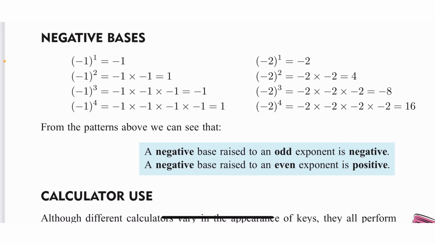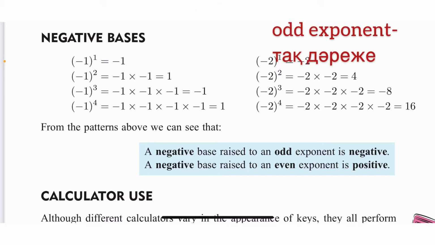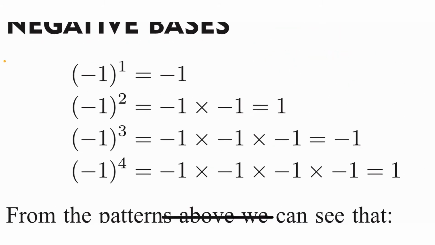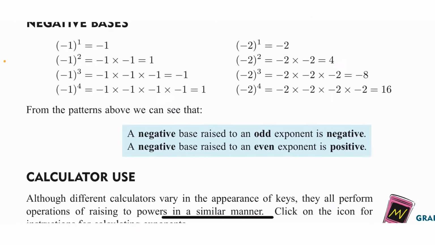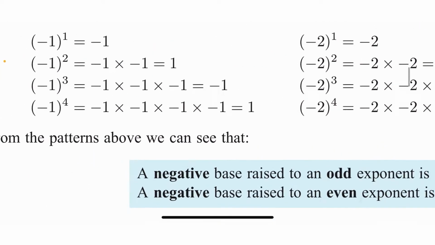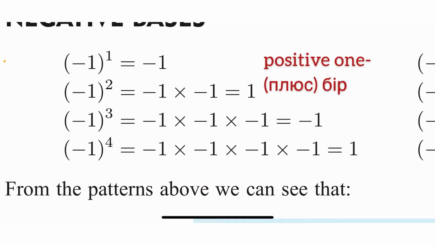Now let's talk about negative bases. A negative base raised to an odd exponent is negative. See, negative 1 to the power of 1 is negative 1. A negative base raised to an even exponent is positive. You see, negative 1 to the power of 2 equals positive 1.